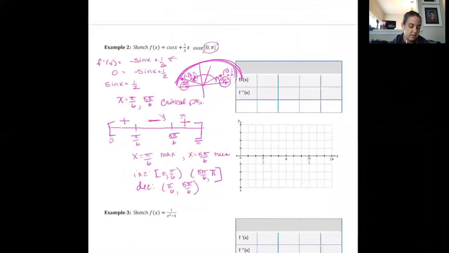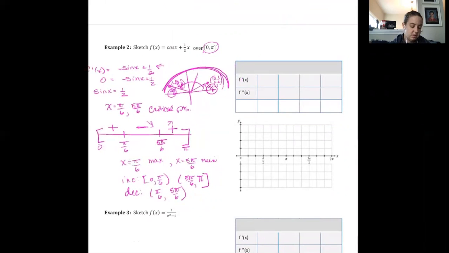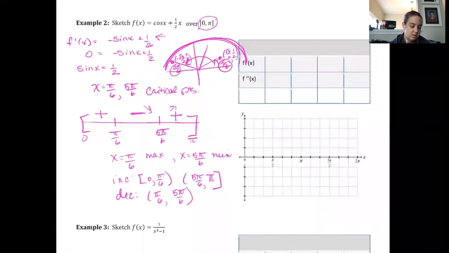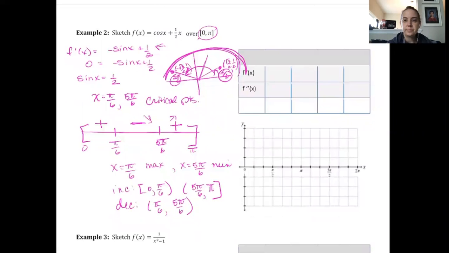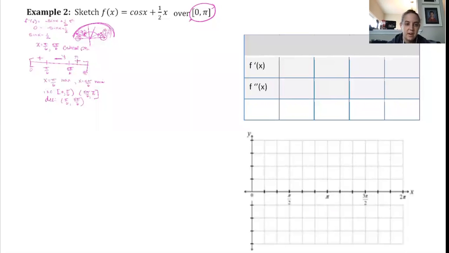So I'm going to take all of this and shrink it. Maybe I can shrink it. All right, we got the first derivative information tucked up there. We know where the max is, the min is, increasing and decreasing. So let's do this again with the second derivative.